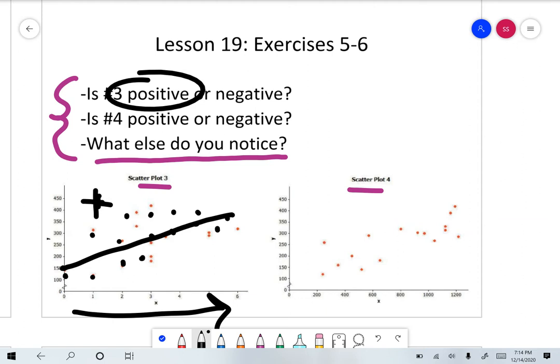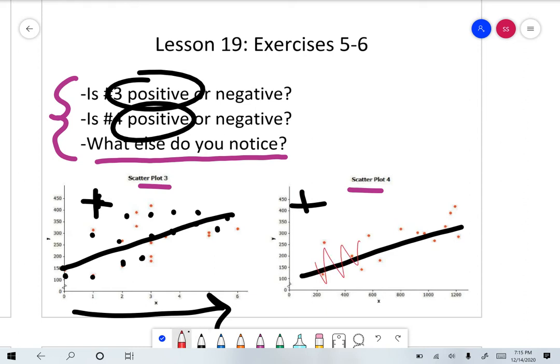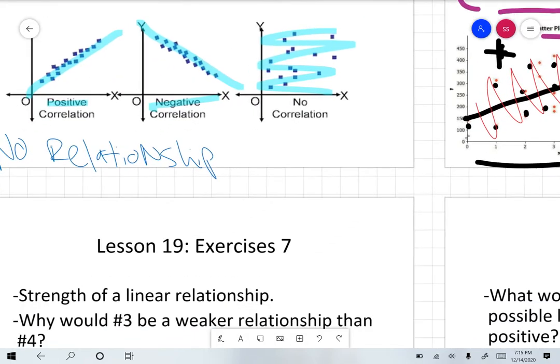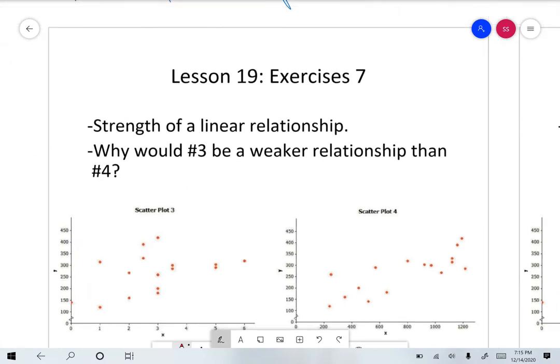Well, 4 is basically the same thing, right? There's an upward trend, so it would also be called a positive correlation. But what's the difference between the two? Yes, one line is lower than the other, but that's not what I'm talking about here. What I'm referring to is the spread of the data. Notice how the data over here is fairly close to that line I drew, whereas in this one the residuals, the prediction error, is a lot bigger. So that is referring to the strength of a linear relationship.